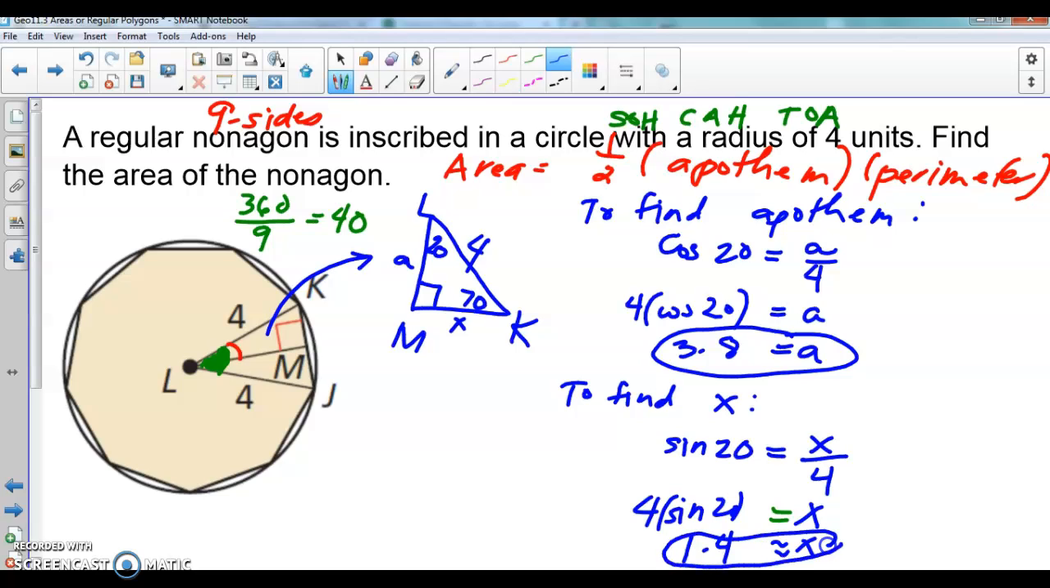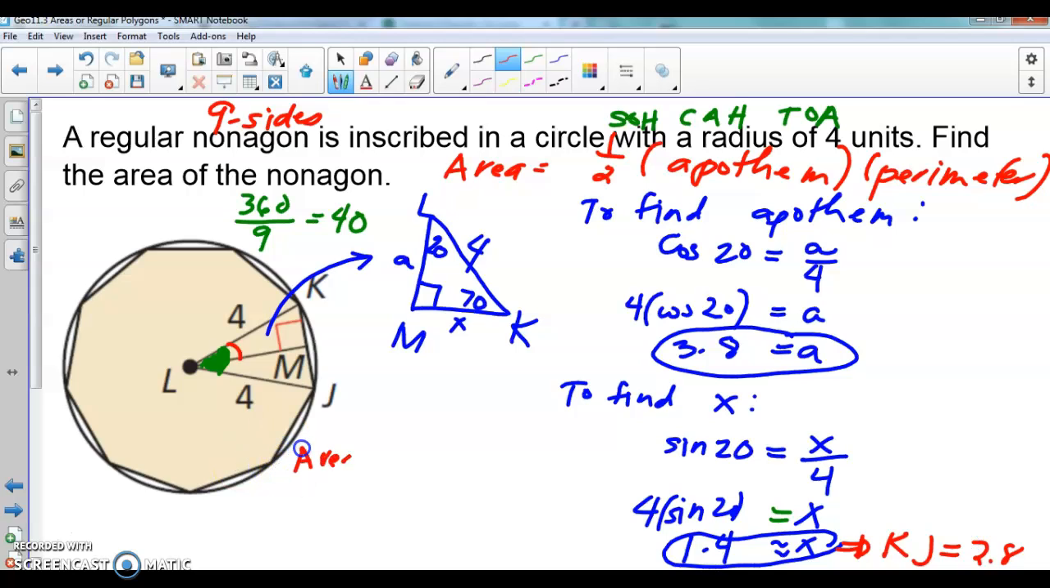Now remember, your x is only 1/2 of a side, right? So that means the whole line segment KJ has length 2.8. So now let's try to find the area by using the formula.